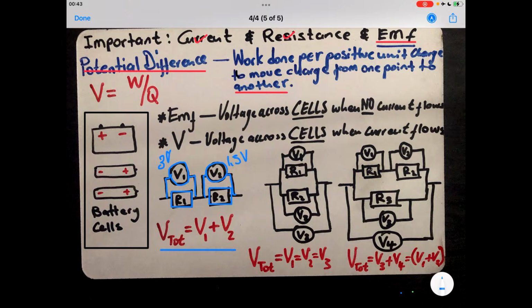So if we want to know the total electricity that was used by those resistors, obviously it's going to be the electricity charged by the stove plus the electricity charged by the fridge. That's how you calculate the total electricity or the total V in a series connection.